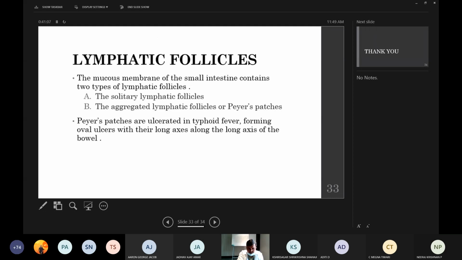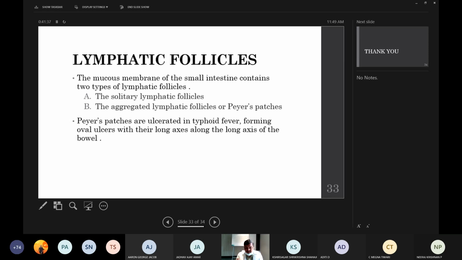Lymphatic follicles. Lymphatic follicles are nothing but, as you see, like a lymph node. There is an aggregation of lymphocytes. A circular aggregation of lymphocytes is called a lymphatic follicle. These lymphatic follicles may be present singly or in aggregation.